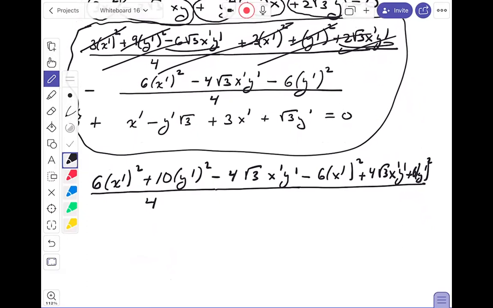Yeah, I think I better do that now. What do I notice about that? These disappear. Boy, that's convenient, isn't it? These disappear. And what do you get over there? 10 and 6 is 16. And 16 divided by 4 is 4y prime squared. I'll write that down for you.